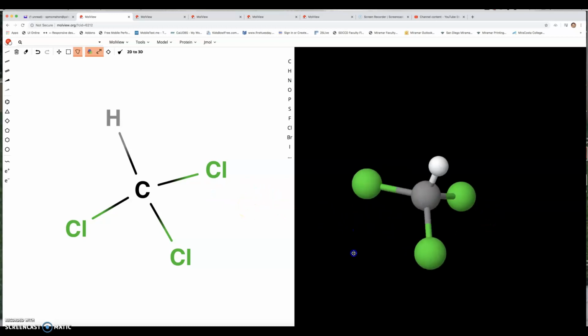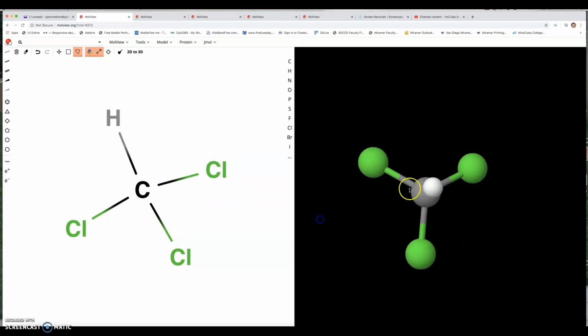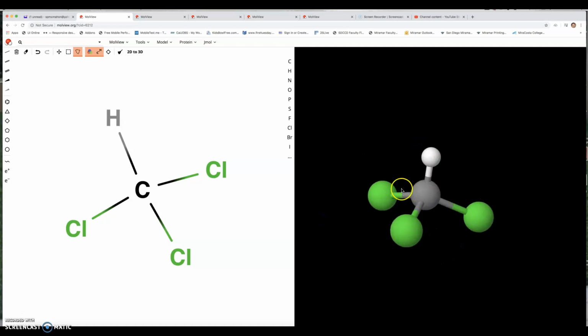But this is the unknown number 1, and you can tell me what the molecular geometry is, draw the Lewis dot structure, and tell me the total number of valence electrons.